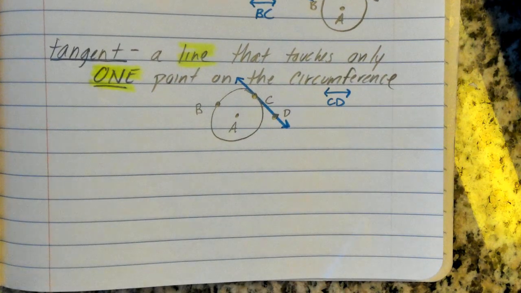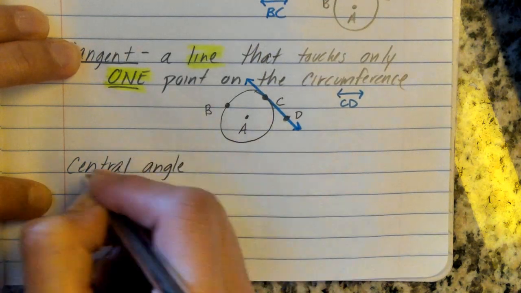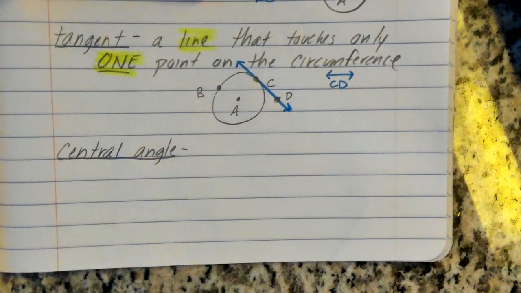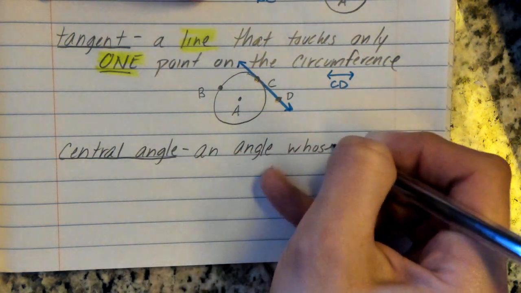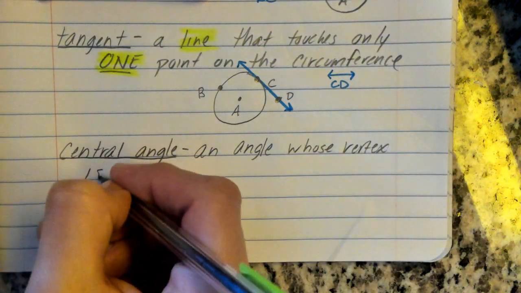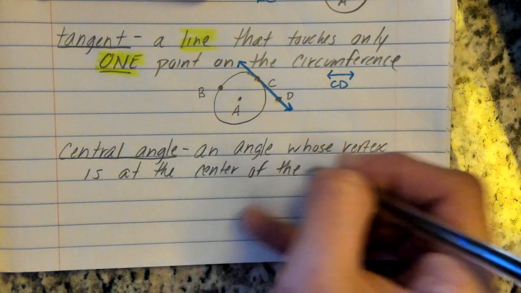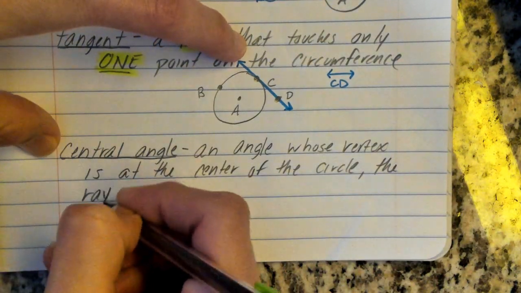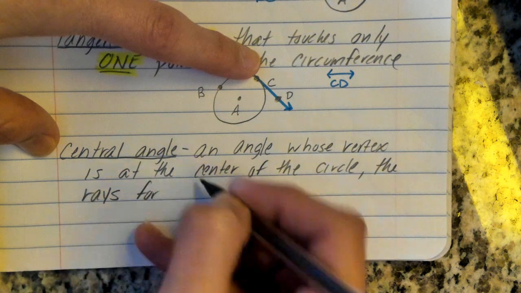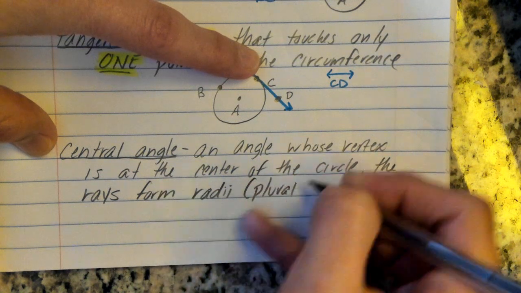Next, we are going to define what a central angle is. A central angle is what it sounds like. It's in the center. It's going to be an angle whose vertex is at the center of a circle. And we also need to be aware that the rays that form this angle form your radii, or form a couple radii. This is plural for radius.